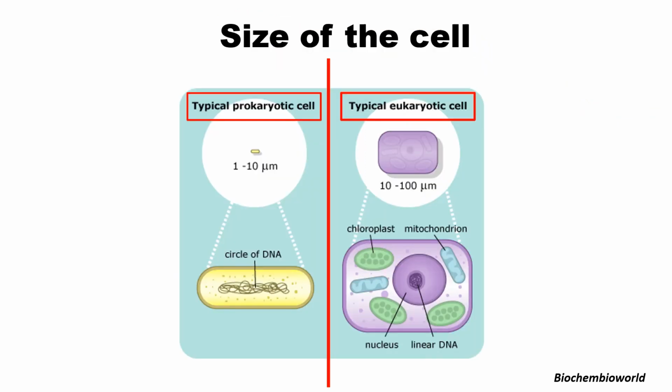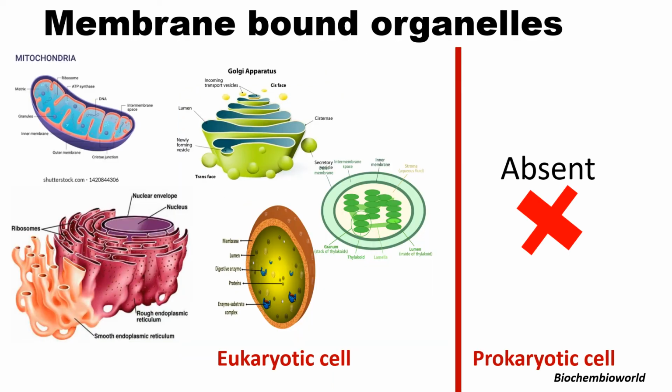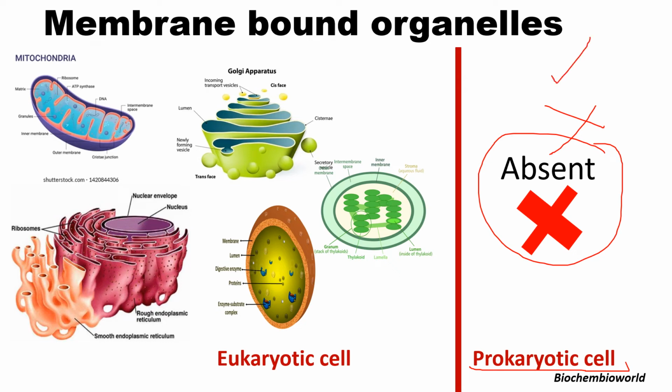Okay. Next comes the size of the cell. The prokaryotic cell is usually 1 to 10 micrometer, whereas here in the eukaryotic cell, this is a plant cell, and the size of the cell ranges from 10 to 100 micrometer. Okay. Next comes the membrane bound organelles. In case of the prokaryotic cell, these are absent. No organelles are present. Membrane bound organelles are absent, whereas some membrane less organelles like ribosomes are present.